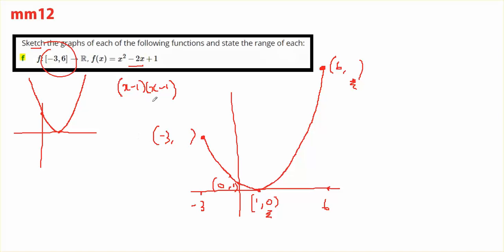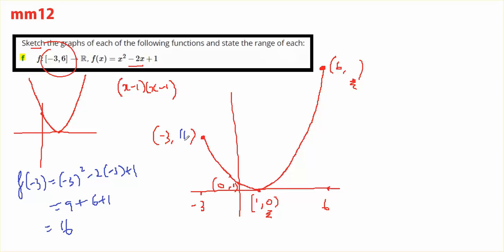Then I substitute -3 in. So f(-3) will equal (-3) squared minus 2 times -3 plus 1, 9 plus 6 plus 1, 16. And f(6) will equal 6 squared minus 2 times 6 plus 1, 36 minus 12 plus 1, 36 minus 12 is 24 plus 1, 25.